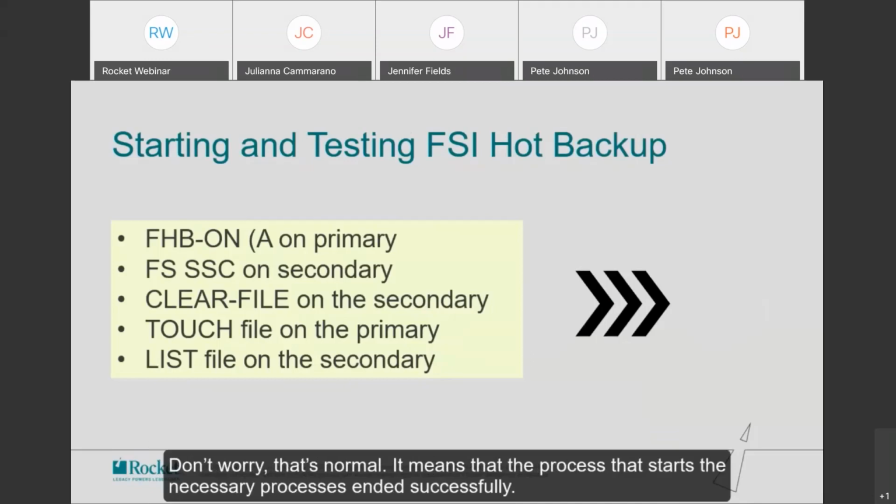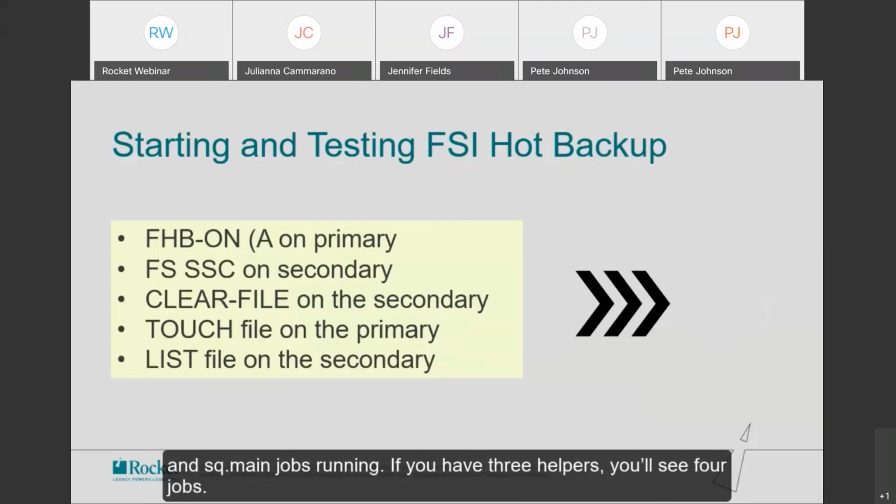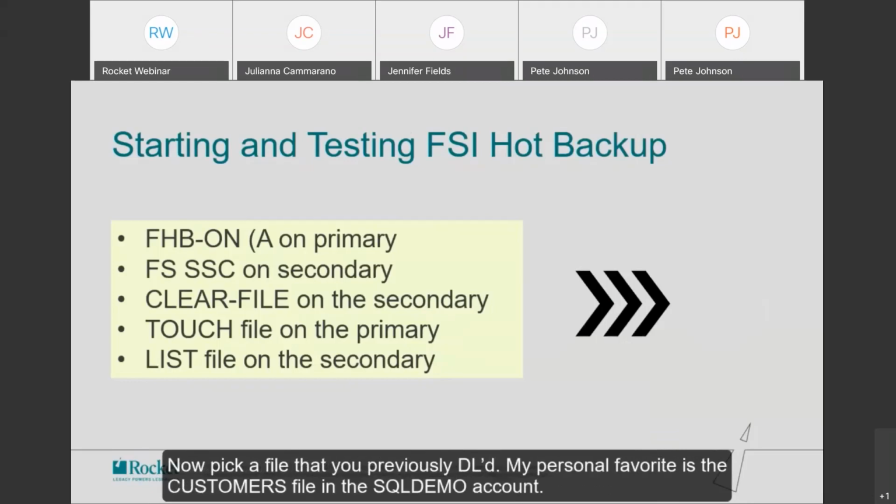The best way to make sure the processes are running is to do a list U or list jobs and make sure you see SS main and SQ main jobs running. If you have 3 helpers, you'll see 4 jobs. Now pick a file that you previously DL'd. My personal favorite is the customers file in the SQL demo account.